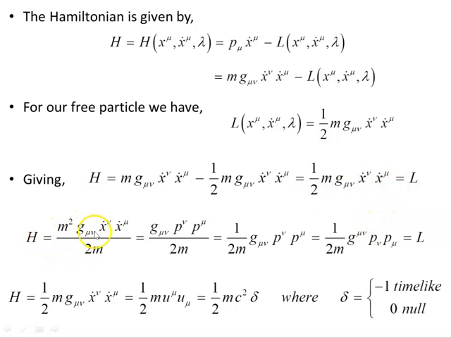Okay, like this. So working with this gives us 1 on 2m g^{μν}, each of the components of the momentum, the contravariant components, and that's equal to L. And we can write that as this, which, using the metric to contract these two components here, gives a half mc squared delta, where delta is -1 for time-like geodesics, followed by particles with mass, and delta is 0 for null geodesics, that's geodesics followed by massless particles. So for massless particles, null paths are followed, delta is 0. For massive particles, then we have time-like geodesics, so -1 for delta.